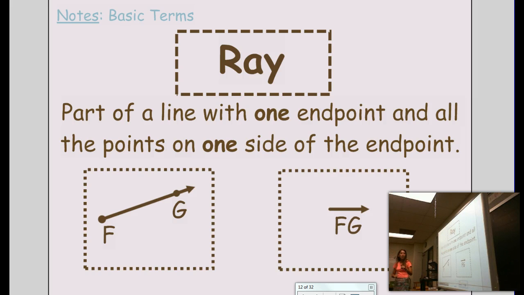I cannot call this ray GF. Why not? Right. It is only going in one direction. I have to start with the end point. Isn't that kind of weird? It's called an end point, but it's really the beginning. You have to start where the ray begins. So that is ray FG. That is not ray GF.